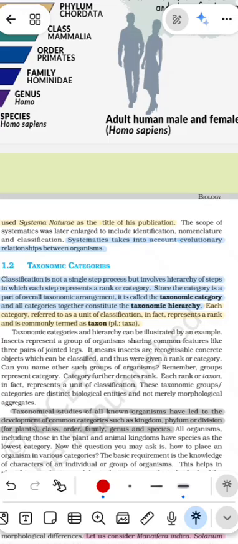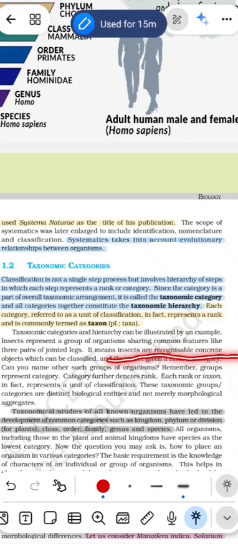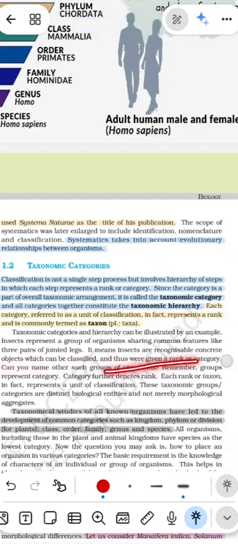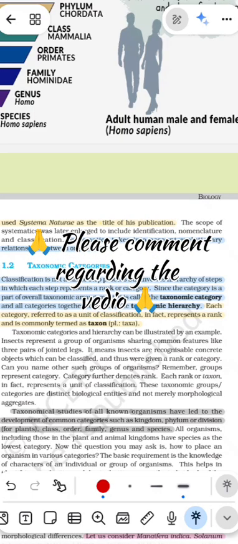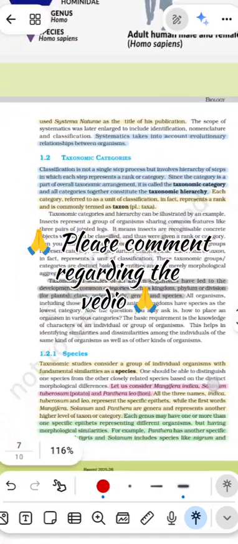Taxonomic category and hierarchy can be illustrated by an example. NCERT: insects represent a group of organisms sharing common features like 3 pairs of jointed legs. It means insects are recognizable concrete objects which can be classified, and thus were given a rank or category. You name such a group of organisms. Remember, groups in fact represent a unit of classification. These taxonomic groups or categories are distinct biological entities and not merely morphological aggregates.